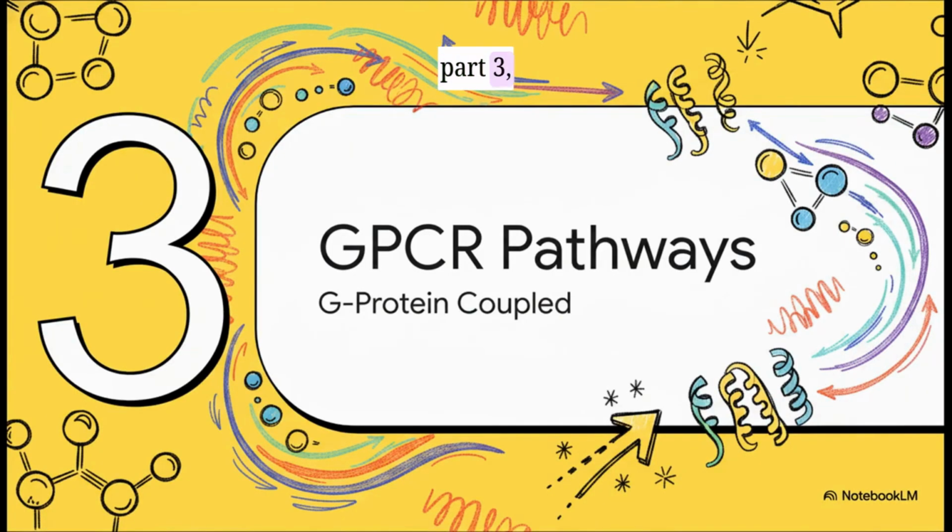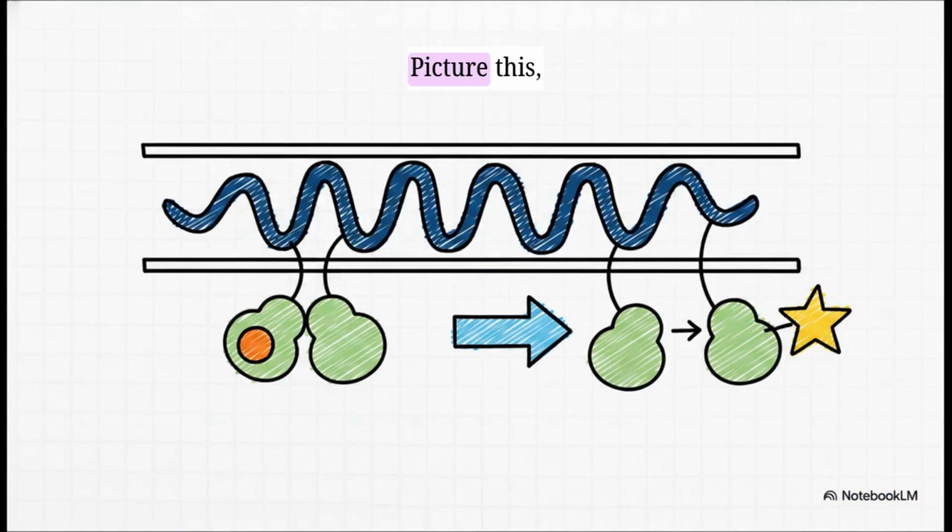All right, Part 3, G-protein coupled receptors, or GPCRs. Honestly, if you only master one section today, it needs to be this one. It's the most important section for your university exams. Picture this, a single polypeptide chain weaving back and forth across the cell membrane exactly 7 times. That's the classic 7-transmembrane structure.